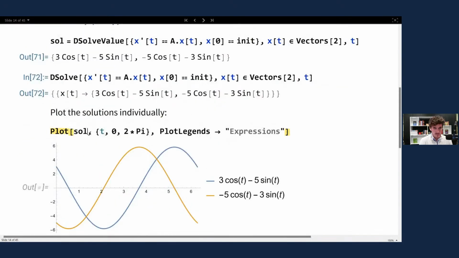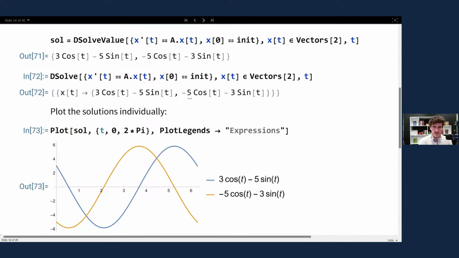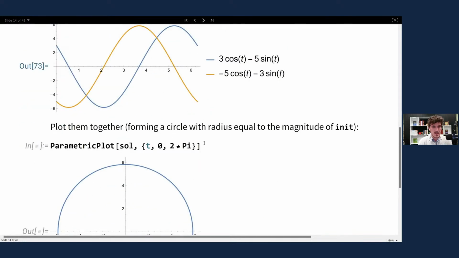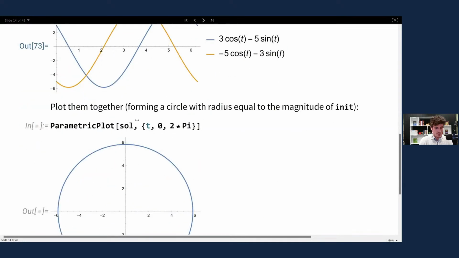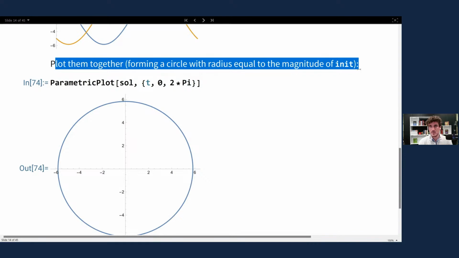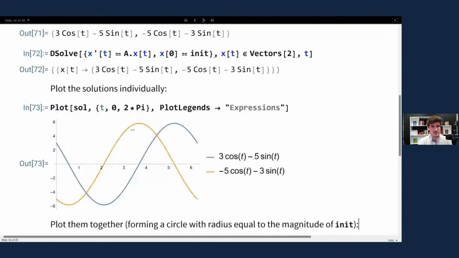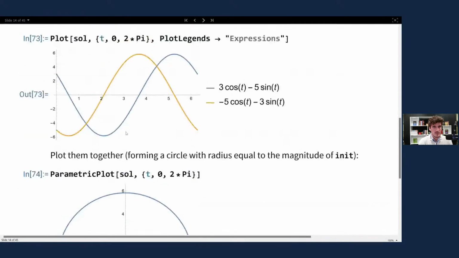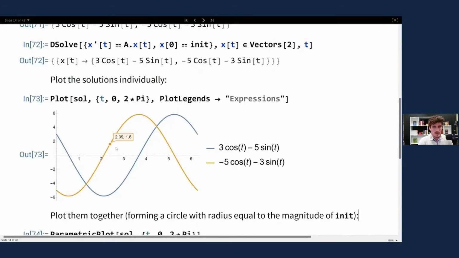And then we're going to plot these solutions, 3 cos of t minus 5 sine of t and minus 5 cos of t minus 3 sine of t, with the plot legends being just string expressions of the functions themselves. Okay, and then we can plot them together on a parametric plot as t goes from 0 to 2 pi, and we have a circle with radius equal to the magnitude of the initial conditions, which is what you'd expect here. Okay, so that was a quick example.